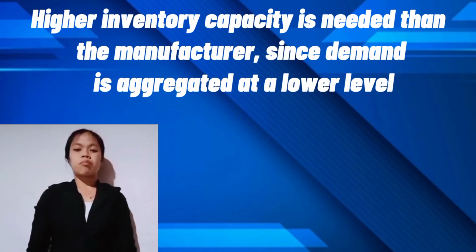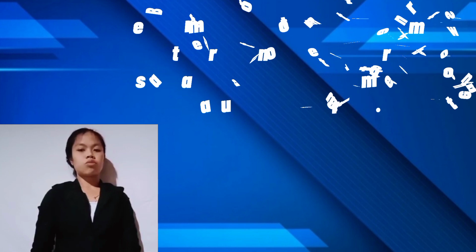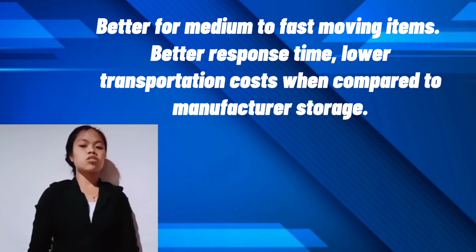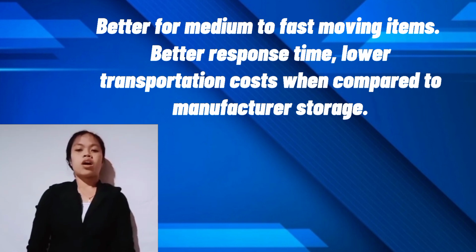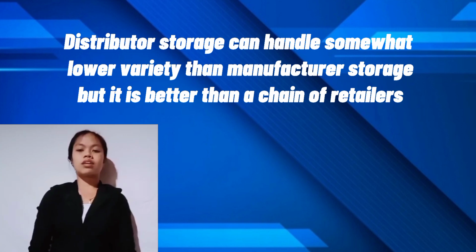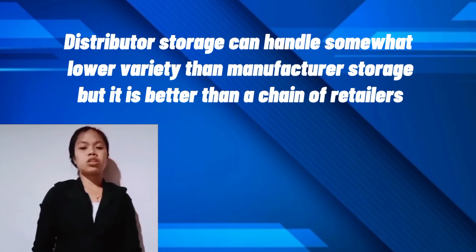Higher inventory capacity is needed than at the manufacturer, since demand uncertainty is aggregated at a lower level. It is better for medium to fast-moving items, with better response time and lower transportation costs when compared to manufacturer storage. Distributor storage can handle somewhat lower variety than manufacturer storage, but it is better than a chain of retailers.